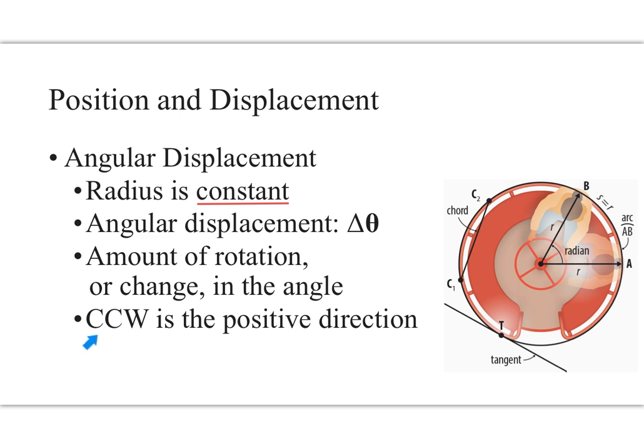CCW, that means counterclockwise is the positive direction, by the way. We just don't like to write it all out. So counterclockwise, from your perspective, is going to be positive, and clockwise is going to be negative, right?